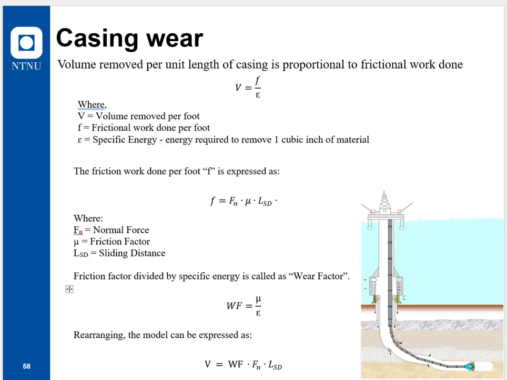The sliding distance being a point on the tool joint and how the circumference travels with 1 RPM. It would be the circumference of the tool joint. That is then the sliding distance. So you have to multiply with the number of total revolutions of the pipe, then you get the sliding distance. Now the wear factor would be the friction factor divided by the specific energy.